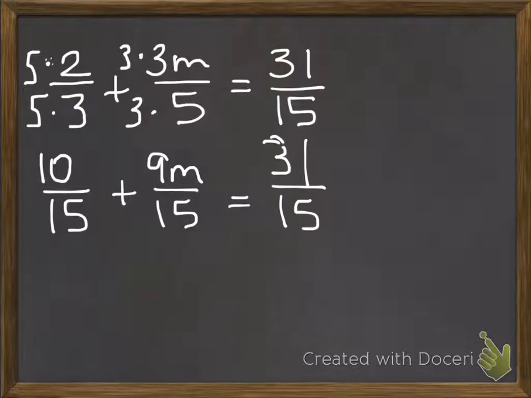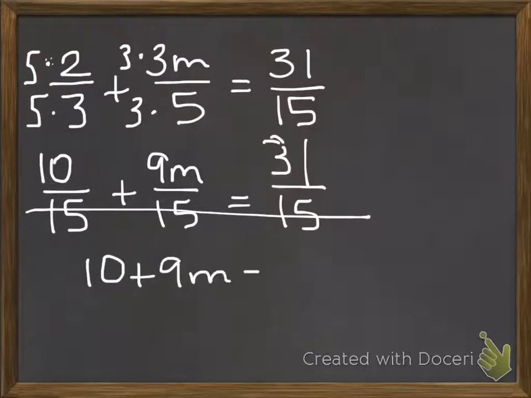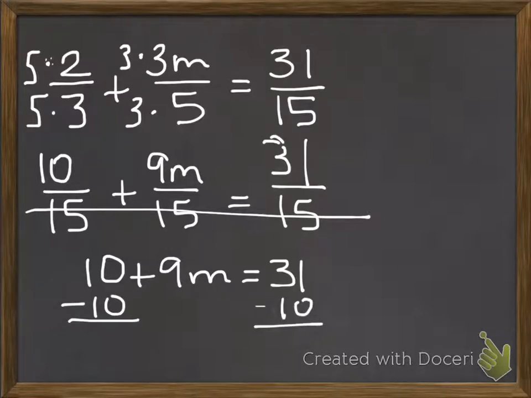All right. Now, here's the trick to fractions. Once you get a common denominator, make it go away, and then solve. All right? Once they all have a common denominator, that means that they're equal, and that means you can remove the denominators and solve the top. So 10 plus 9m equals 31. And then you solve. Minus 10. So these cancel. You're left with 9m equals 21.